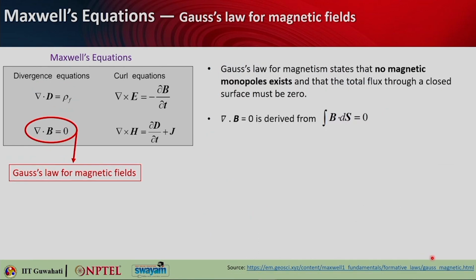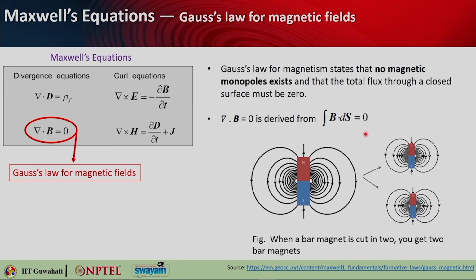Similarly, looking at the second one, Gauss's law for the magnetic field. Gauss's law for magnetism says that no magnetic monopole exists, and that is why the total flux through a closed surface must be 0. So del dot B is 0, and that can be derived from the integral of B dot ds. If you take a closed surface with area S, this is the total flux through that closed surface, and that is 0.